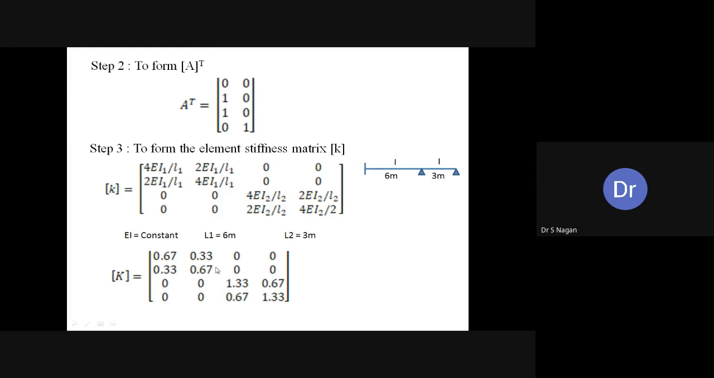Okay. And here there is a mistake. Here EI should be taken as a common term outside. They are not included. So EI, please write. And 4EI1 by L1, 4 by 6. So 4 by 6 is 0.67. And 2 by 6 will be 0.33. So 0.33, 0.67. Here it is 4 by 3. So 1.33, 0.67, 0.67, 0.33. Other values are 0. So this is how you'll be getting the small k. This is not capital K, small k. So please make this change. So small k elements of this matrix will be capital EI multiplied by this. EI can be taken as a common term.